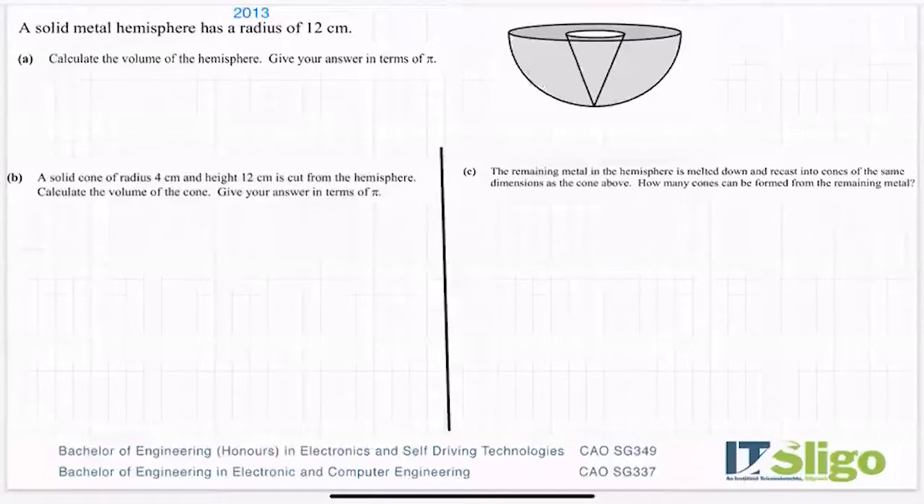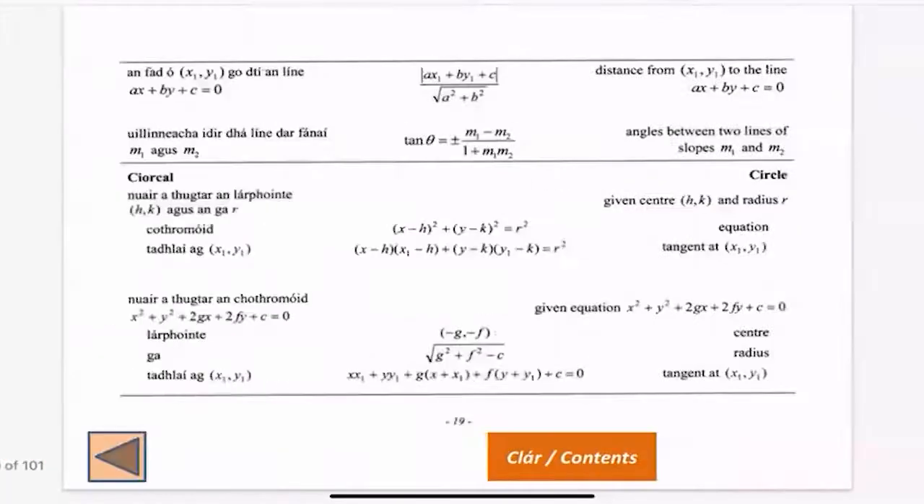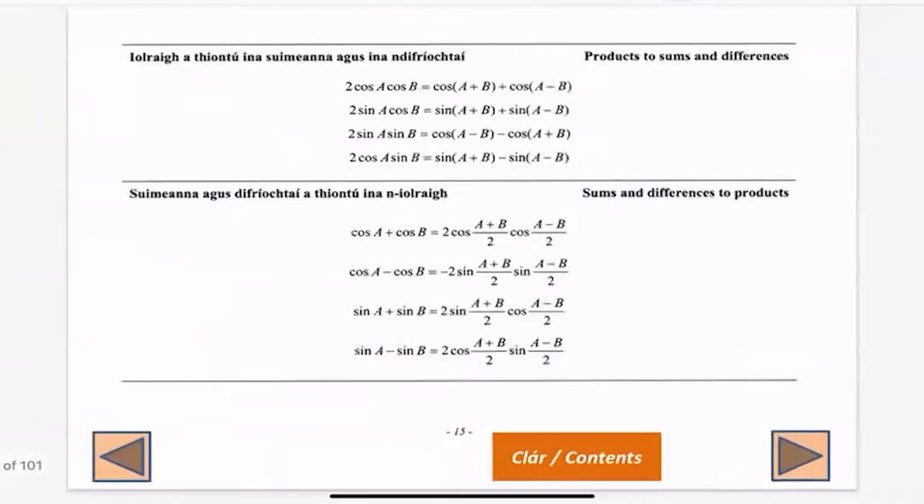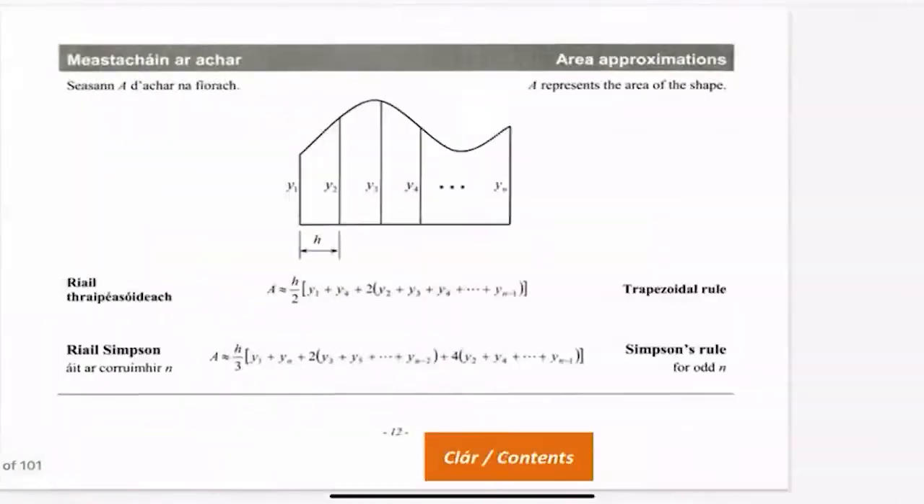So the 2013 question: a solid metal hemisphere has a radius of 12 centimeters. Calculate the volume of the hemisphere. Give your answer in terms of pi. Okay, so the one good thing about area and volume is that the formulas are in the log tables.